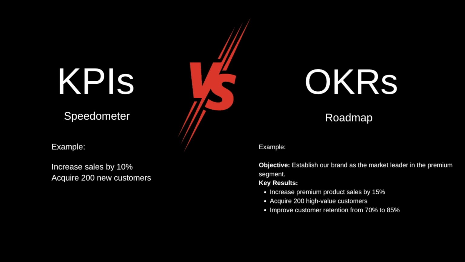Now let's convert those same KPIs into an OKR. Instead of just saying KPI, increase sales by 10%, we say, objective: establish our brand as the market leader in the premium segment. Key results: increase premium product sales by 15%. Acquire 200 high-value customers. Improve customer retention from 70% to 85%. Now the numbers are connected to a purpose. The team understands.